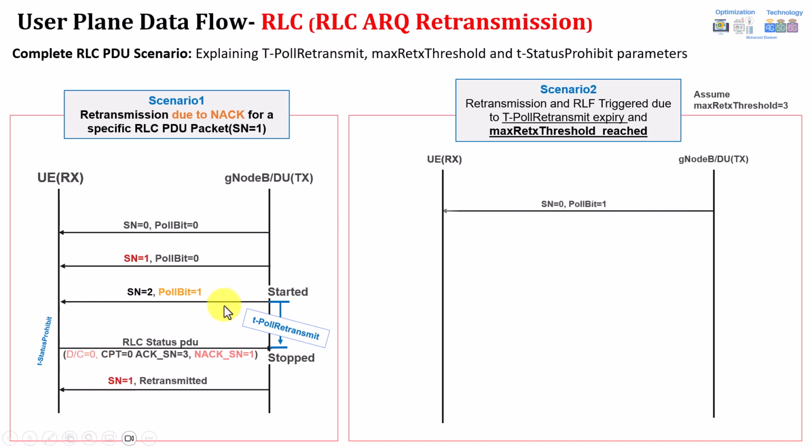So now what will happen? We're expecting that sequence number 1 will be retransmitted from unit B, the transmitter, because it received a non-acknowledgement here. And assuming that this one is successfully received and the UE, or receiver, replied for that one. Now this one is for the maximum transmission threshold being reached. In this scenario, I'm assuming that the radio link failure, RLF, is triggered due to the T-poll retransmit timer expiring and the maximum number of RLC retransmissions being reached. Assume now the maximum threshold is 3.